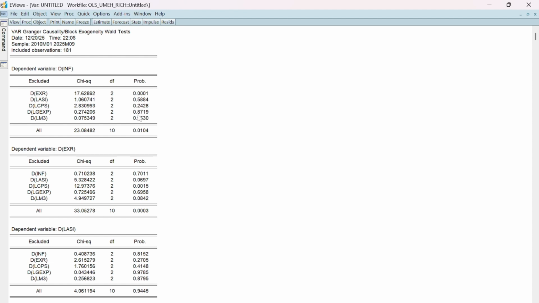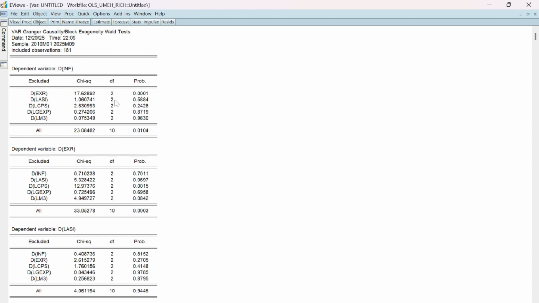While for the other variables, we can see that we accepted the null hypothesis because they are greater than the 0.05, the 5% level of significance, which means these variables do not Granger cause inflation. So they do not cause inflation. Only exchange rate in our model causes inflation.